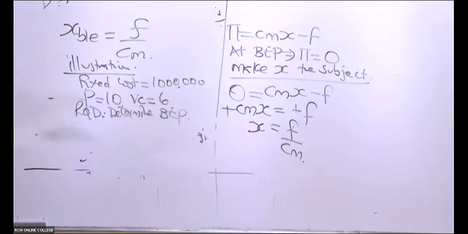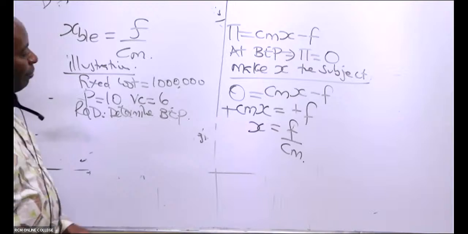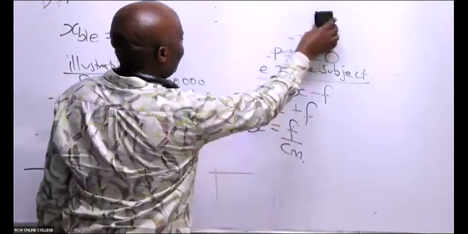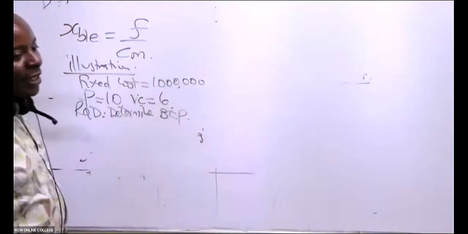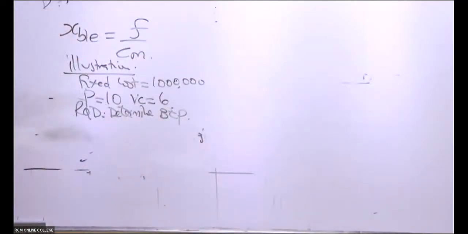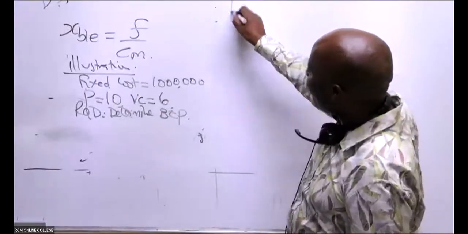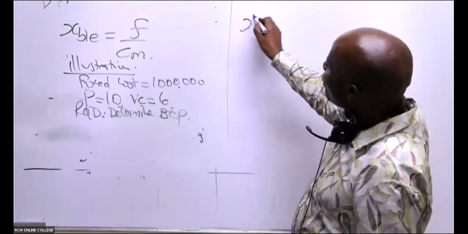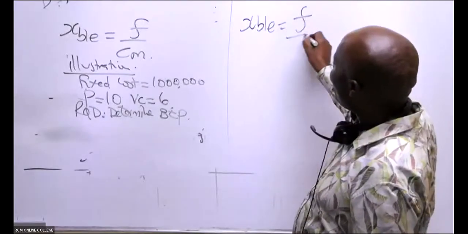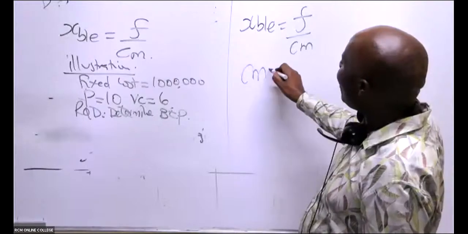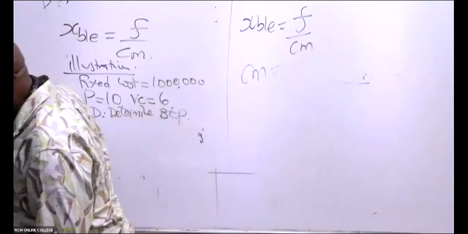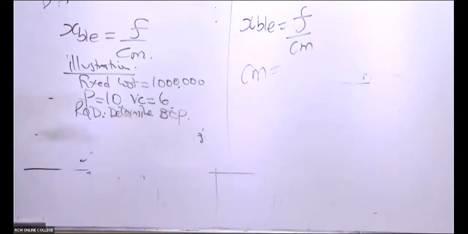Determine the break-even point. I know it is fixed cost over CM. So my X break even will be fixed cost over CM. So then give me the value of CM.